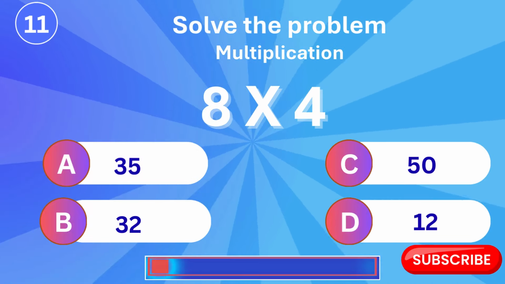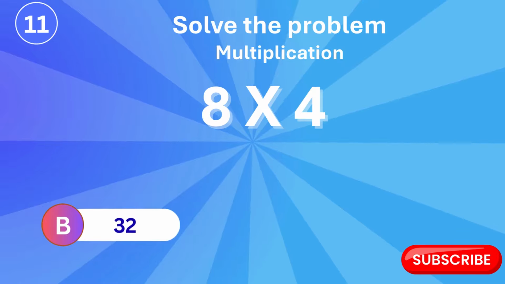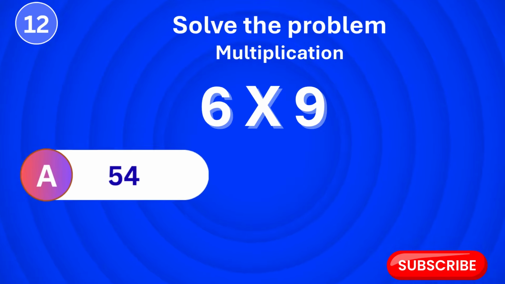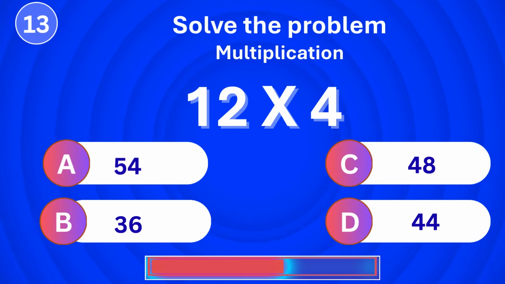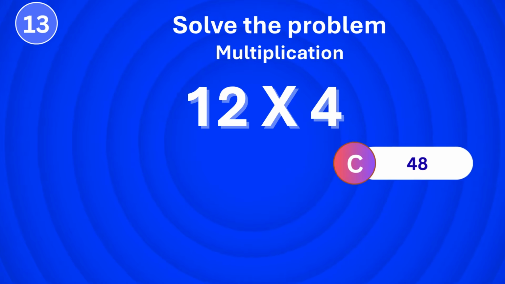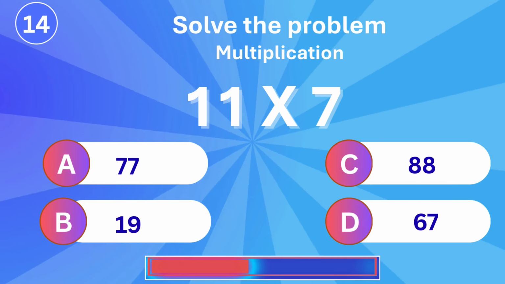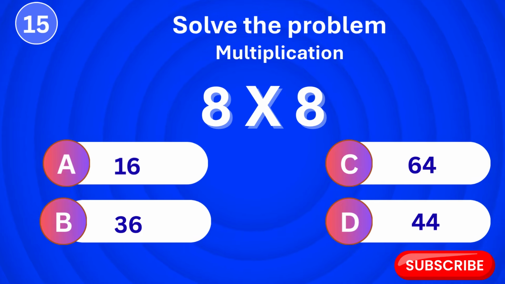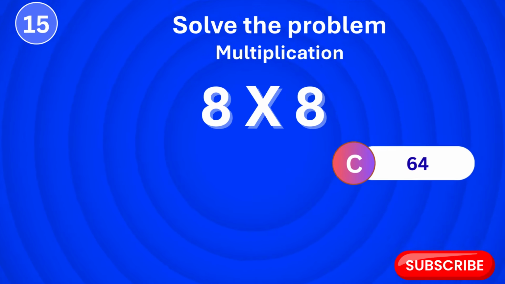What is 8 times 4? 32. 6 times 9? 54. What is 12 times 4? 48. What is 11 times 7? 77. 8 times 8? 64.